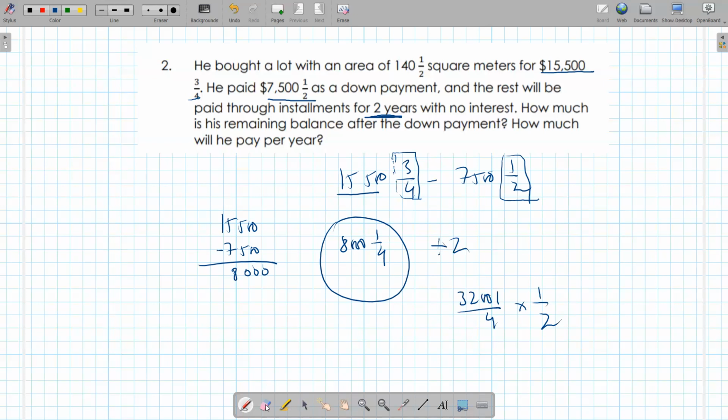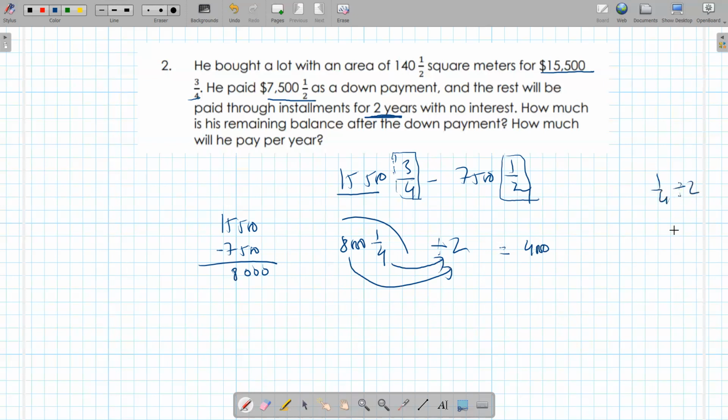Here's a better way of doing this. Instead of opening this, since an improper fraction is not the most efficient, we need to divide 8,000 by 2 and divide 1/4 by 2. What's 8,000 over 2? 4,000. What's 1/4 divided by 2? It's 1/8. 1/4 times 1/2 is 1/8. And there we go, that's the answer. Don't open it up. Just divide them individually.